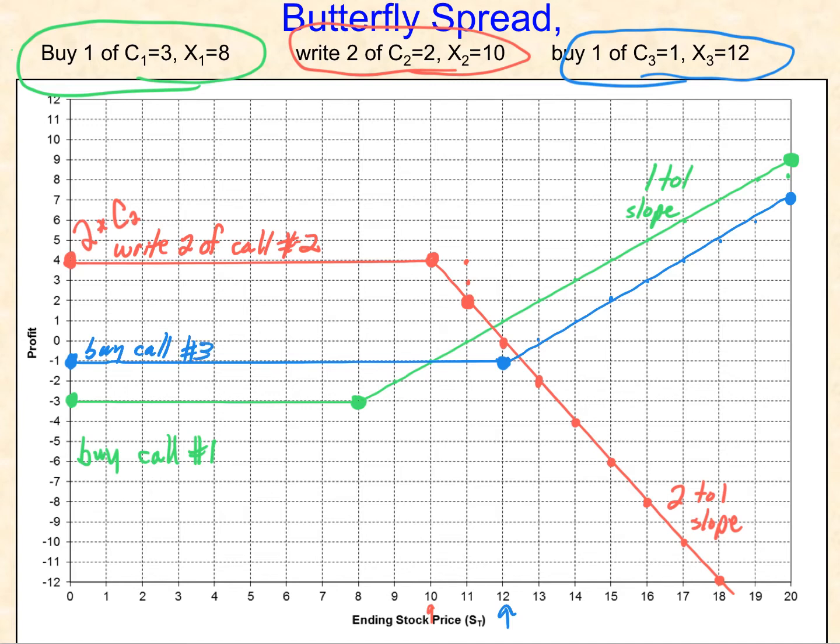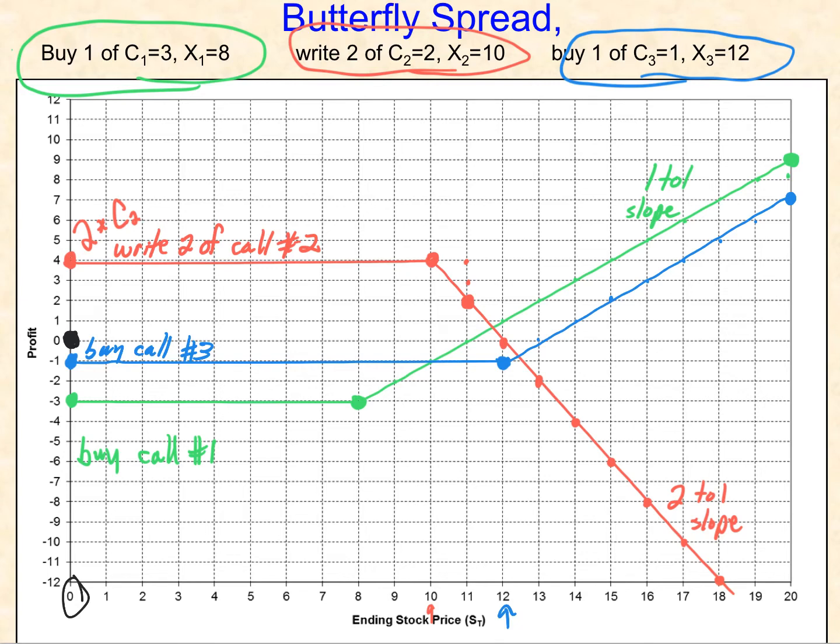We're now ready to combine the 3 lines and see what our combined payoff looks like. We'll start over here when the stock price is 0. In that case, I have $4 on the red line, -1 on the blue, and -1 on the green line. We add those numbers together, and we end up with $0 of profit. We'll move over to the next exercise price, which is 8, and add our lines together again. So when the stock price is 8, on the red line we have 4, the blue line is -1, and the green line is -3. So again, those numbers add up to $0.